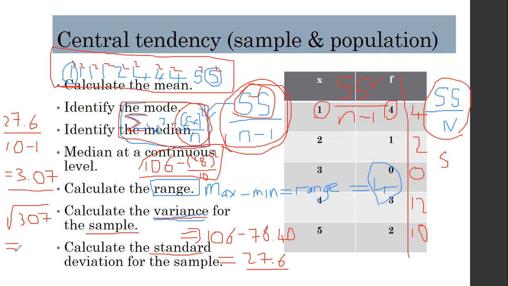So 1.75, I think. Yes, 1.75. If your calculator shows 1.752, that 2 doesn't change the 5, because we are rounding off to 2 decimal places. So it remains 1.75. Only that. Nothing else.